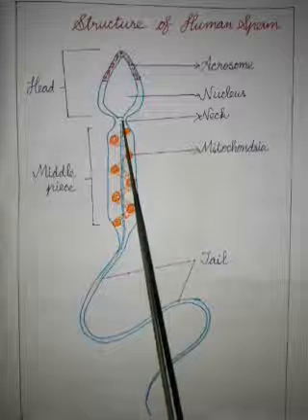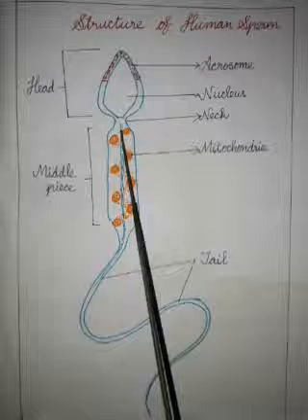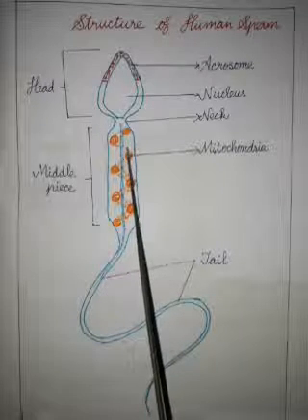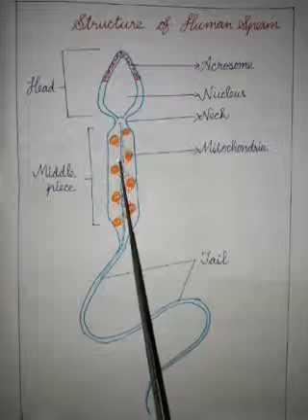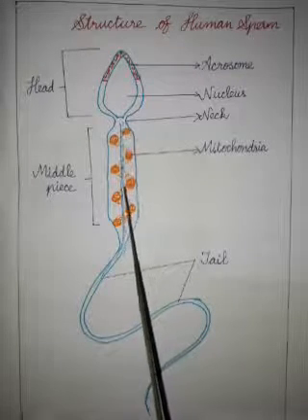Likewise, facing this side they have the distal centriole. This distal centriole gives rise to the axial filament of the middle piece.